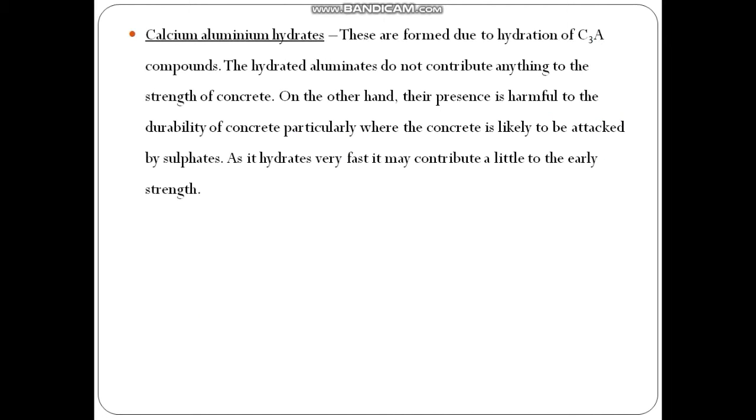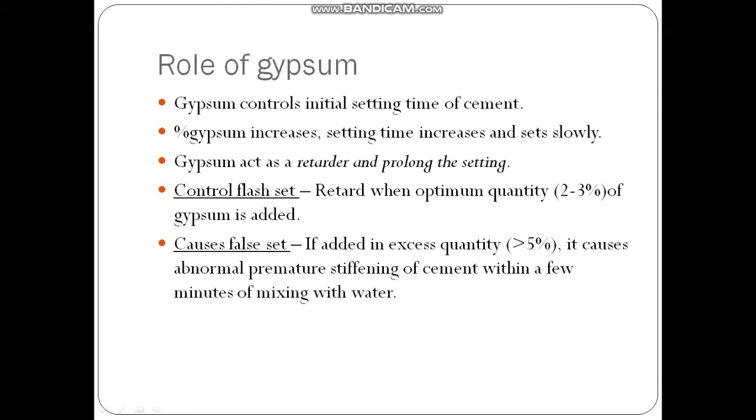Calcium aluminium hydrates. These are the compounds formed due to the hydration of C3A. The hydrated aluminates do not contribute anything to the strength, but their presence is harmful for the durability of concrete, particularly where the concrete is likely to be attacked by sulfates, such as in the seaside region and underwater construction. As it hydrates very fast, it may contribute a little to the earlier strength.